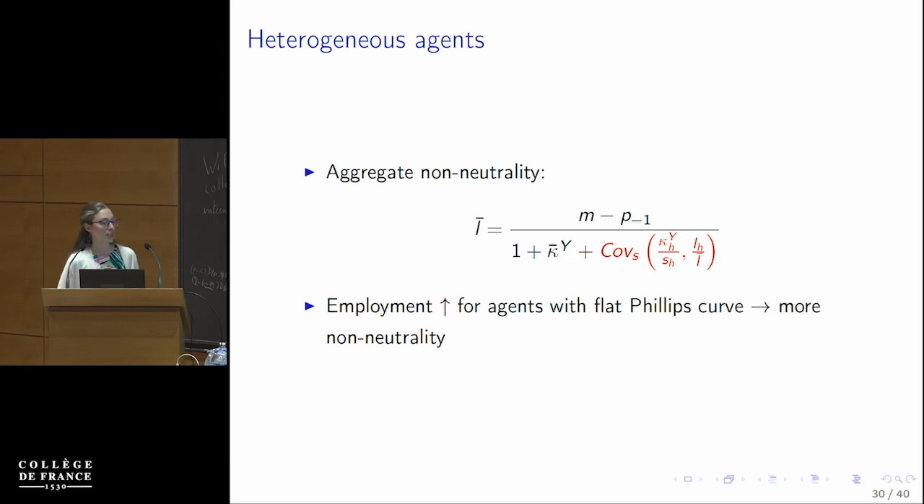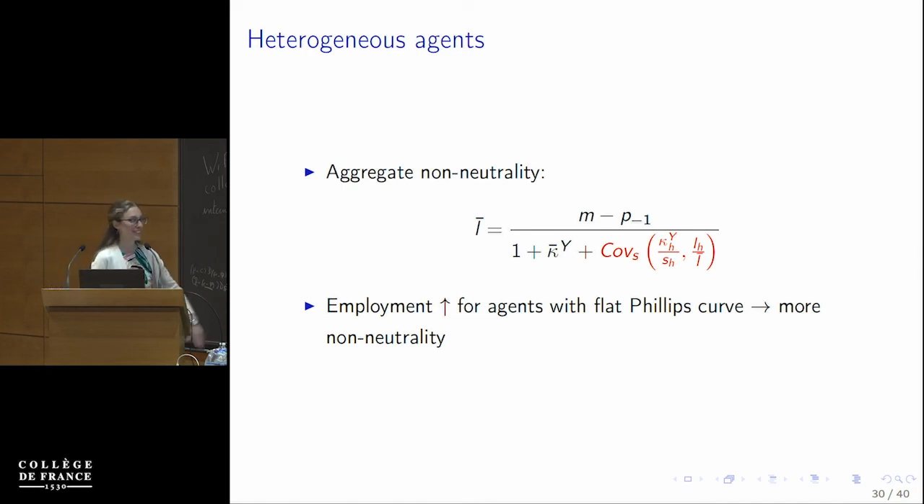Once we have heterogeneous agents, we actually get a very similar formula. But now this is going to depend on a notion of the slope of the aggregate Phillips curve, but also on the covariance between the employment response of different workers and the sensitivity of consumer prices to the workers' employment, all right? So essentially the idea is that if employment goes up more for agents with flat Phillips curves, then there is more monetary non-neutrality in the economy, all right? And that's what happened in the examples that I showed you before.